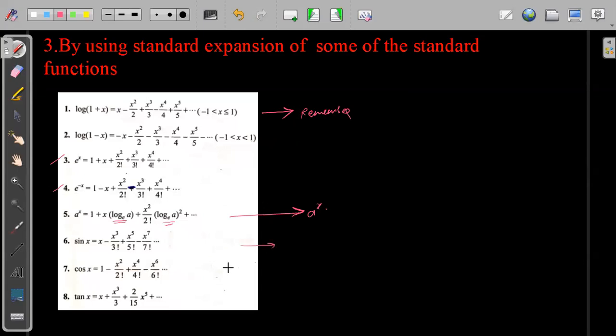Now for sin x and cos x you have to remember. Tan x is a little difficult to remember, which is why they have given only the first three terms. They will never ask more than three terms for tan x. First three terms you just remember, the remaining you don't have to remember.